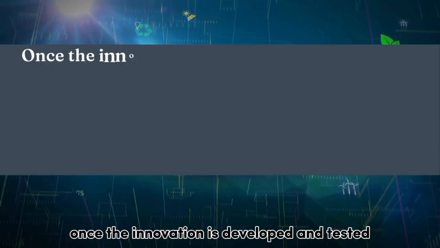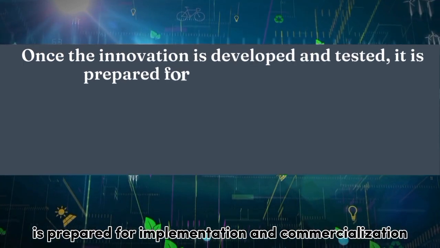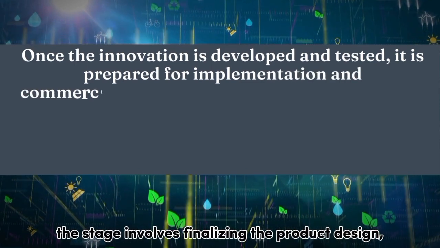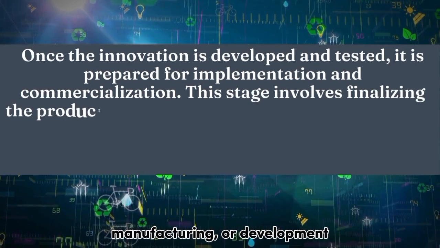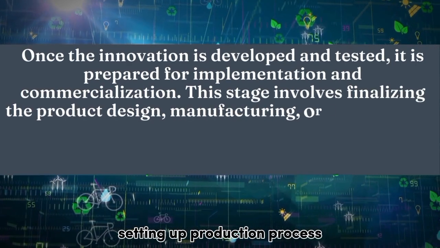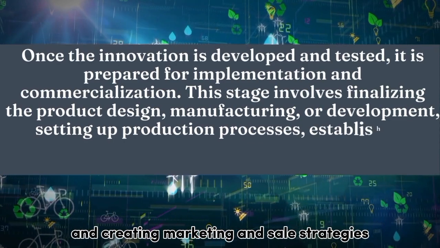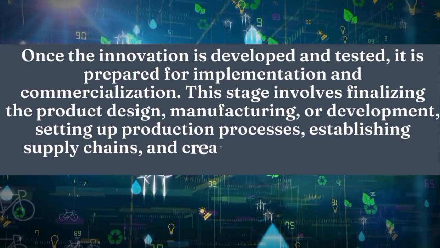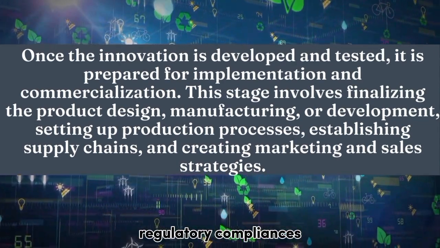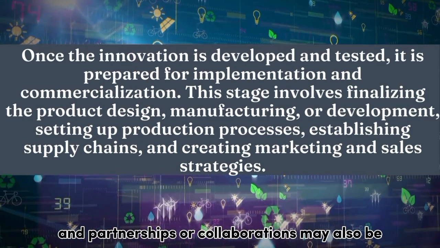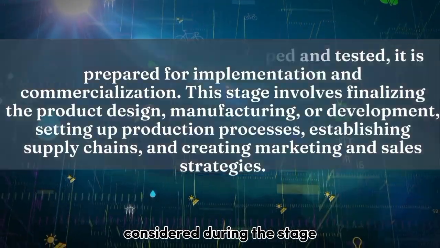Once the innovation is developed and tested, it is prepared for implementation and commercialization. This stage involves finalizing the product design, manufacturing or development, setting up production processes, establishing supply chains, and creating marketing and sales strategies. Intellectual property protection, regulatory compliance, and partnerships or collaborations may also be considered during this stage.